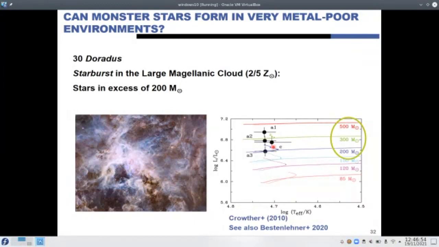And in fact, the most massive stars we know in the universe today are in a metal-poor environment, the Large Magellanic Cloud, which are at the heart of the Tarantula Nebula. And they were coined monster stars because the first estimates were something like 450 solar masses. This number has been revised downwards. Thankfully, here at CAB, we are working to keep putting this value down. But let's say that these stars have between 200 and 250 solar masses.